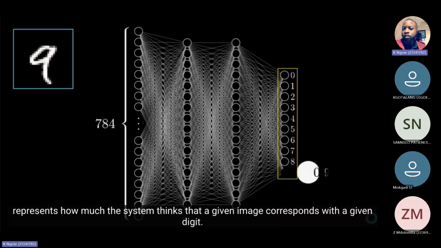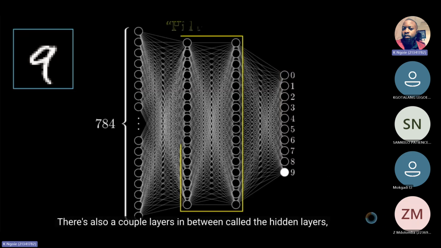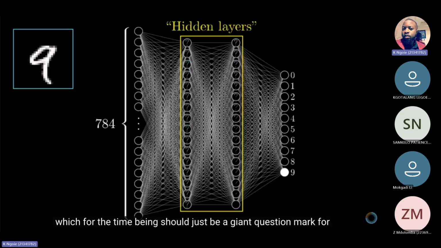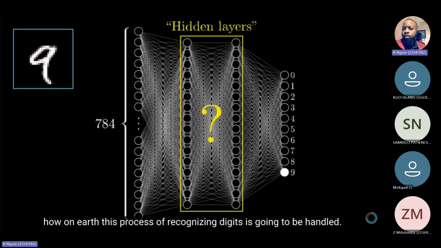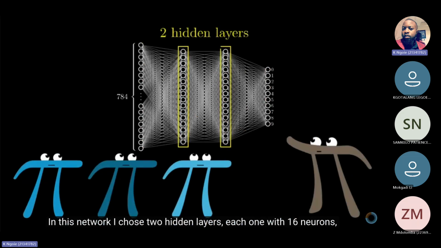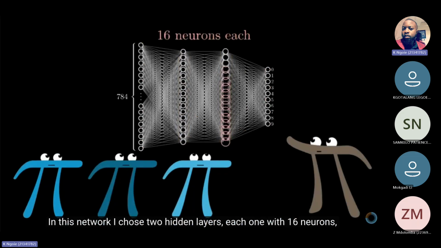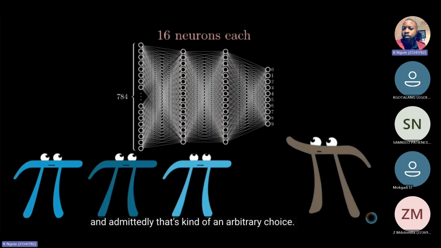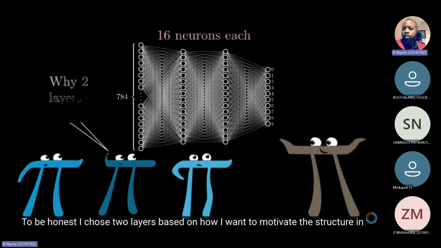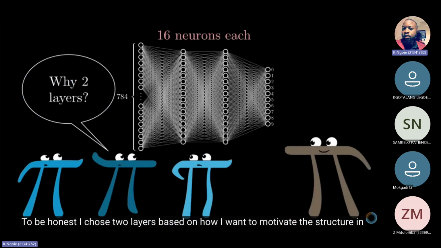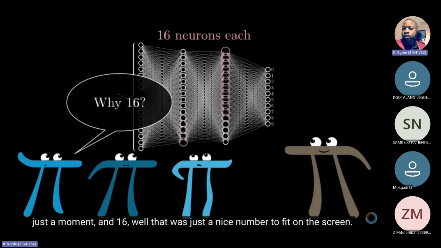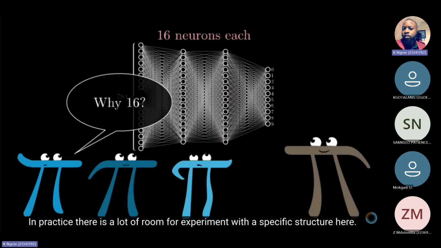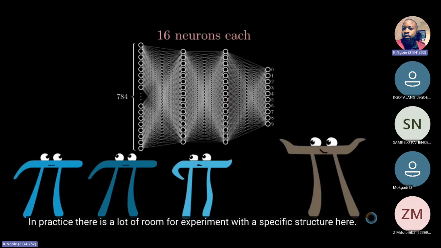There's also a couple layers in between called the hidden layers, which for the time being should just be a giant question mark for how on earth this process of recognizing digits is going to be handled. In this network, I chose 2 hidden layers, each one with 16 neurons. And admittedly, that's kind of an arbitrary choice. To be honest, I chose 2 layers based on how I want to motivate the structure in just a moment. And 16, well, that was just a nice number to fit on the screen. In practice, there is a lot of room for experiment with the specific structure here.